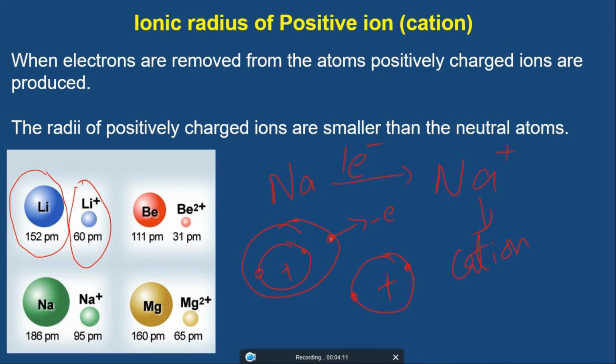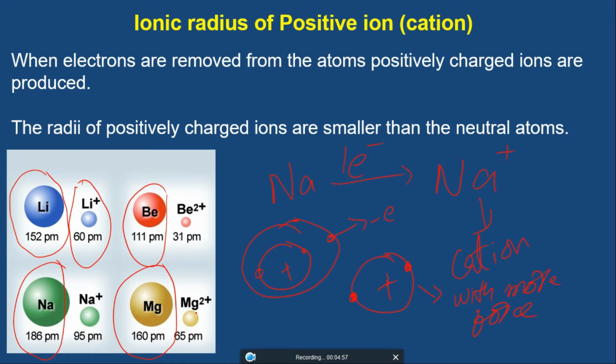We see the electron is removed, so the effective nuclear charge increases. When the nuclear charge of an atom increases, it will attract these two electrons with more force. When it attracts the remaining electrons with more force, the radius will decrease. This is why the radii of positively charged ions are smaller than the neutral ones. There are more examples in the case of beryllium, sodium, and magnesium.